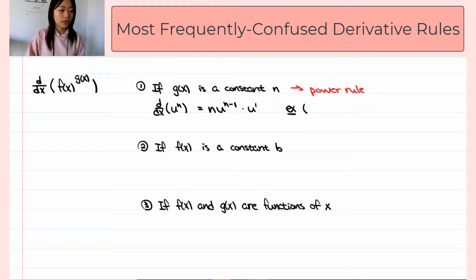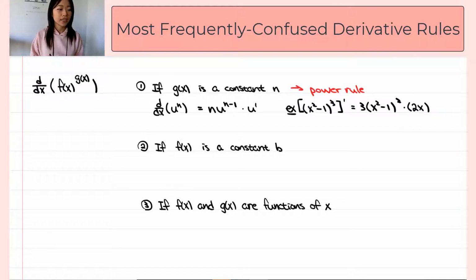Let's look at a quick example. The derivative of x squared minus 1 to the power of 3. For the derivative of this, we use the chain rule version of the power rule. It is 3 times the inner function x squared minus 1 to the power of 2, times the derivative of x squared minus 1, that is 2x.